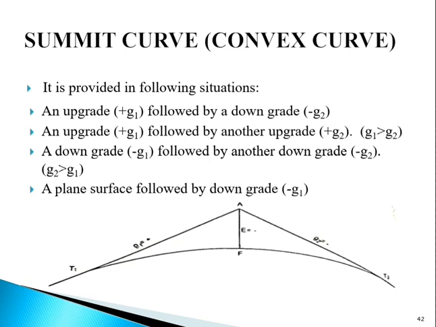the following situations are there. A summit curve is provided in the following situations. You can see its image at the bottom. An upgrade, or plus G1, followed by a downgrade, say minus G2. Second, an upgrade plus G1 followed by another upgrade plus G2, according to the criteria. Next, a downgrade minus G1 followed by another downgrade minus G2, according to the criteria. And a plane surface followed by a downgrade, or minus G1.